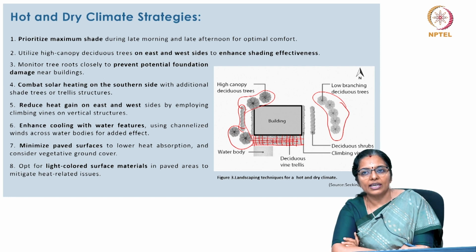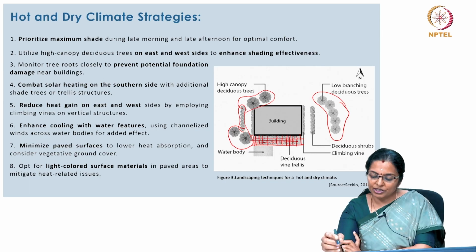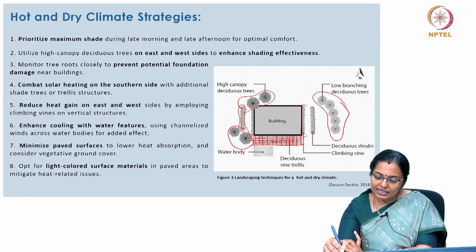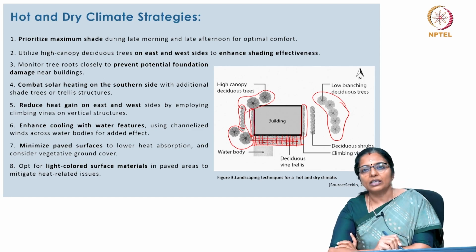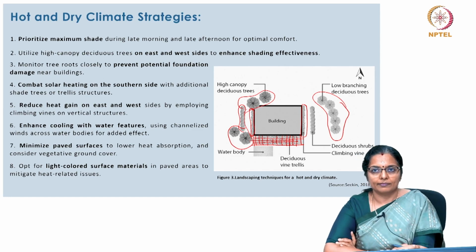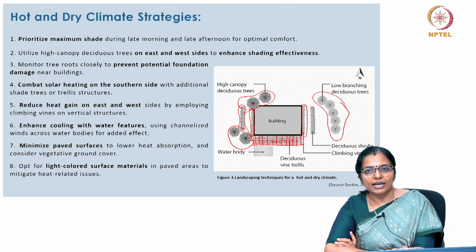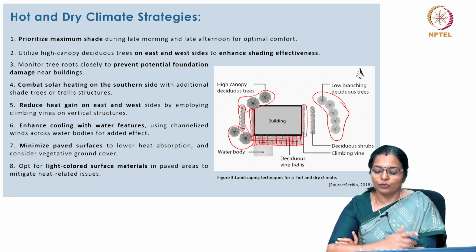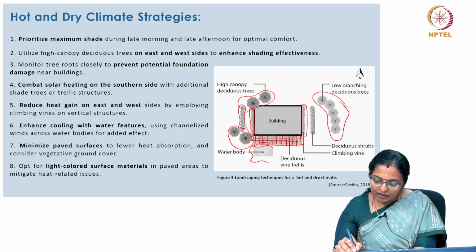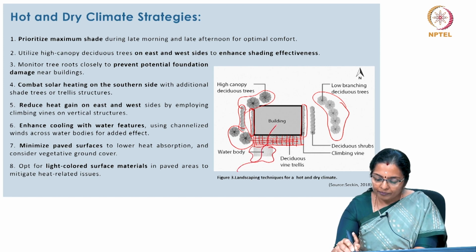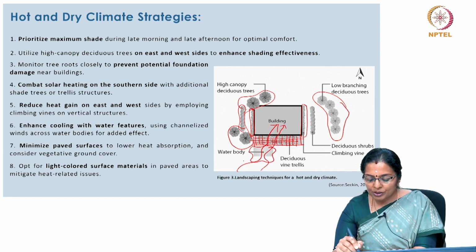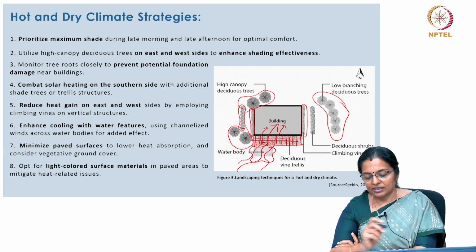Reduce heat gain on the east and west side by employing climbing vines on vertical structure. So, the east and west walls can have a climbing vine. Enhance cooling with water features using channelized wind across water bodies for added effect. Place a water body so that the dry breeze gets humidified and brings in cool air.